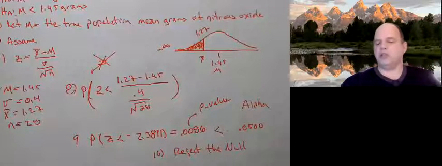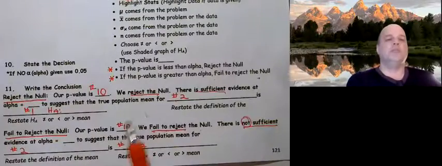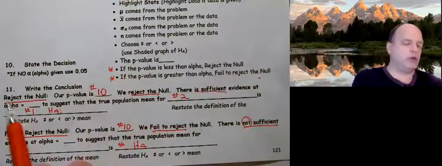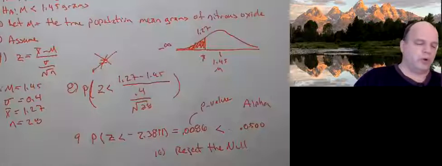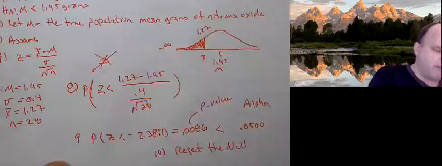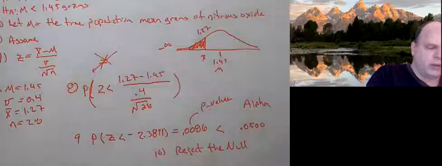So now I go to number 11, and I'm going to write my conclusion. And I'm going to write my conclusion based on the rejection one, because we chose to reject. So let's go through that real quickly. Number 11, our p-value is 0.0086. Our decision, we reject the null.